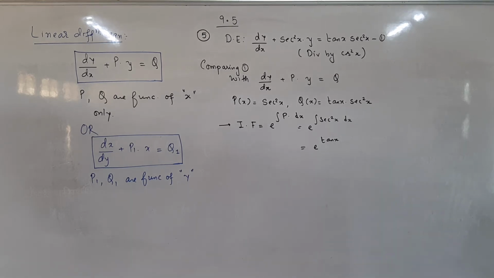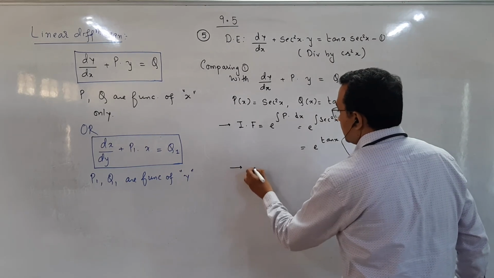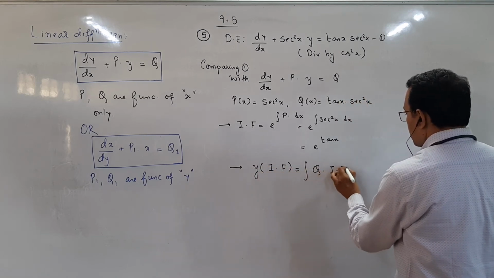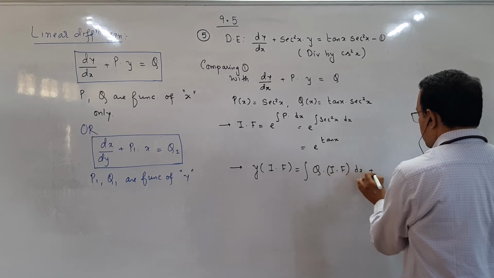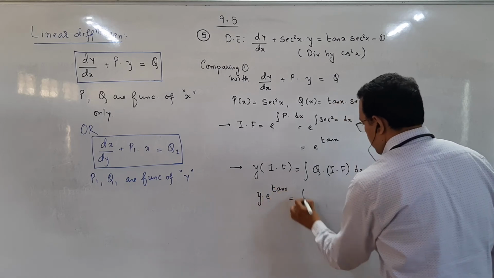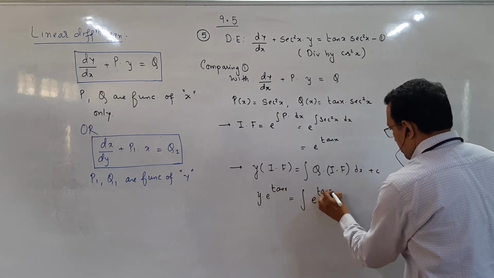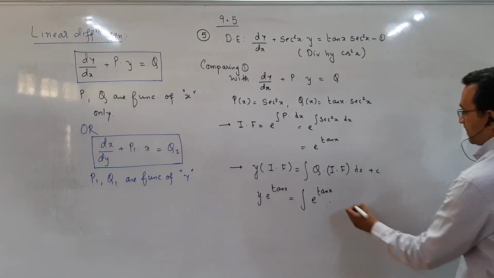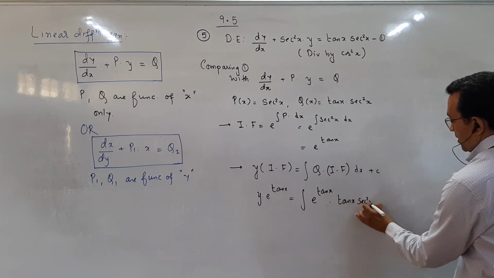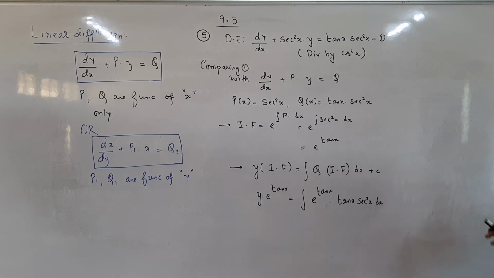Okay students, now what shall we do? y into integrating factor will be equal to integration of q into integrating factor dx plus c, so y into e raised to tan x is equal to integration of e raised to tan x into q, that is, tan x sec square x dx. So students, pay attention to how to integrate this.